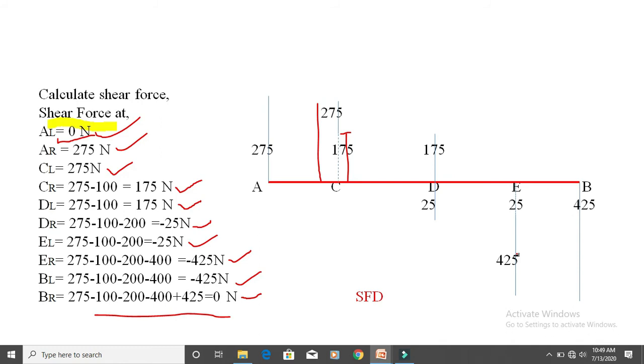The next step is to join A, C, D, E and B. First is 0, so start here from 0, then 275, come here to 275, then C left is 275. In between A and C there is no load, so join with a horizontal line. Then next come from top to bottom here. Then between C and D there is also no load, so join with a constant or horizontal line. Between D and E there is also no load, so join with a horizontal line. Between E and B there is also no load, so join with a horizontal line. This is about the shear force diagram.